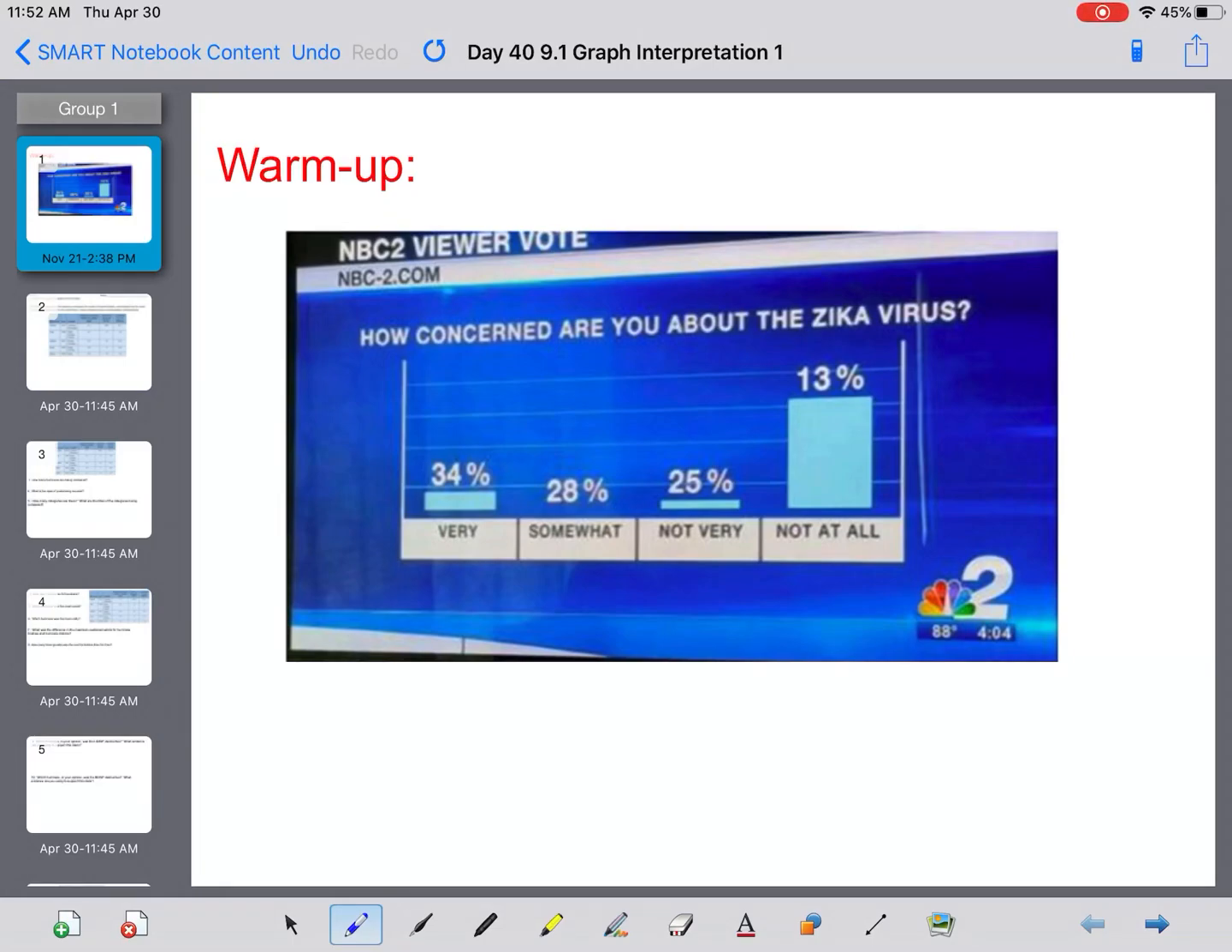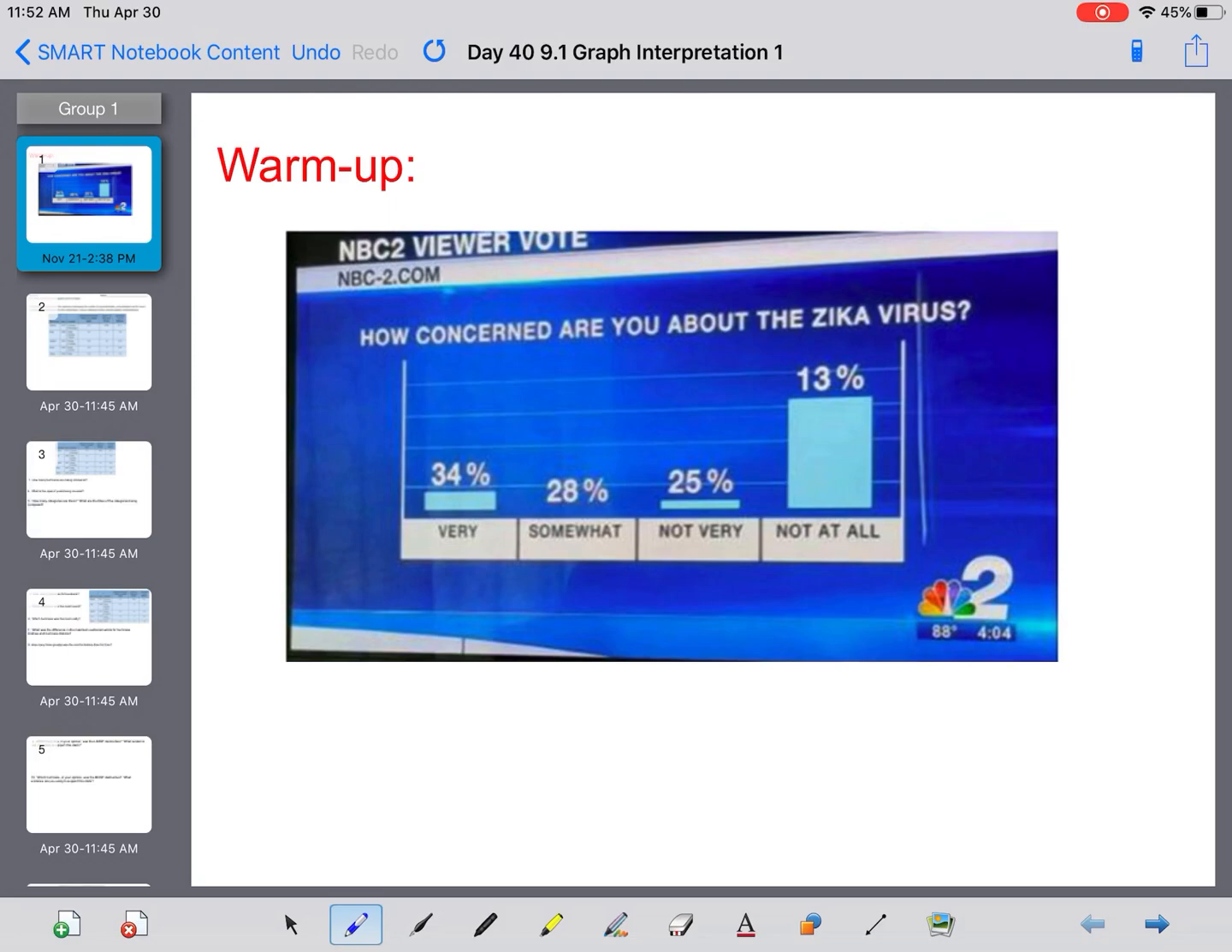All right, team, today we're going to take a look at some graphical interpretation and some ways to organize and display some data. So taking a look at this warm-up question, I just want you to look at it and maybe make some mental observations about what you notice or what you think you're supposed to be getting from this particular graphic.